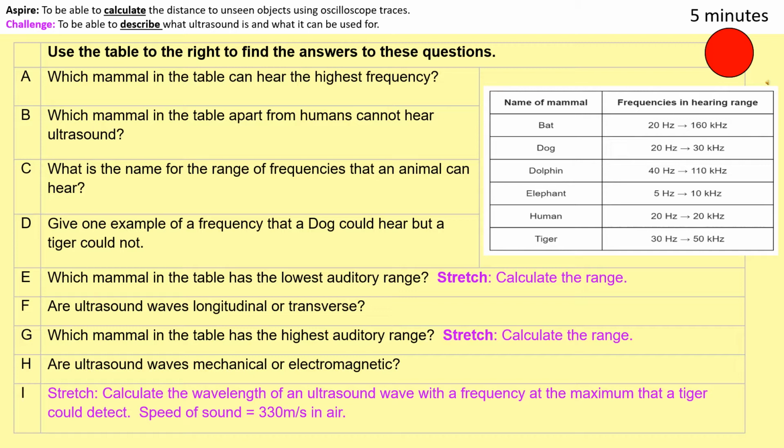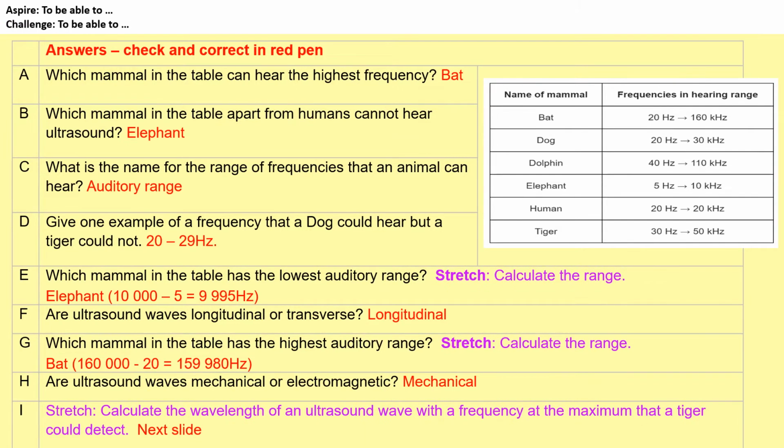Okay, that is the end of this activity. So get your red pens ready, finish off the question that you're on, and we're going to go into the next part. Okay, let's check our answers. So you can just pause the video here and check your answers, match up with the ones that you've got.